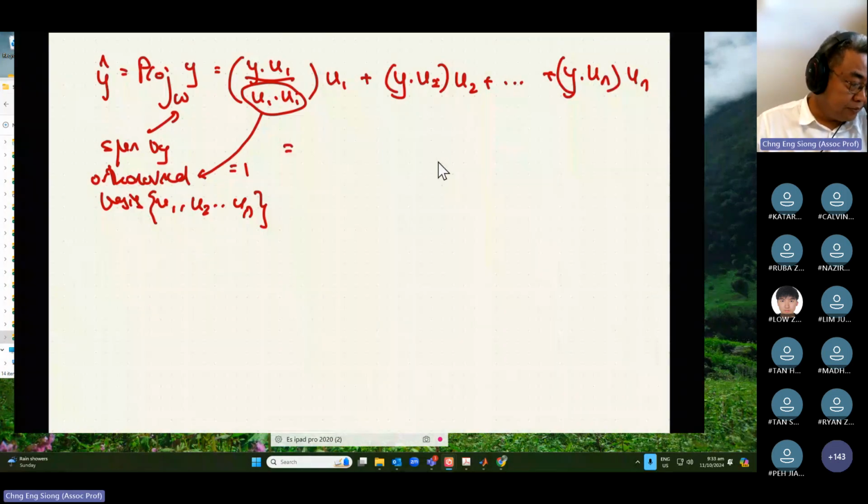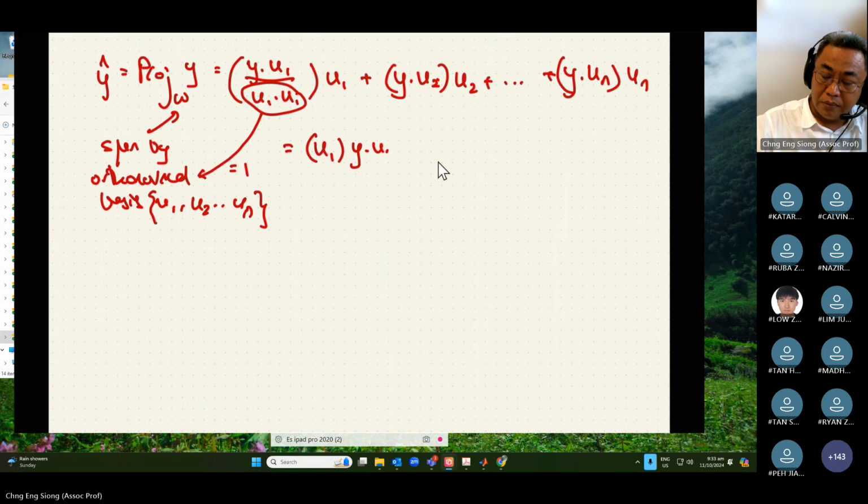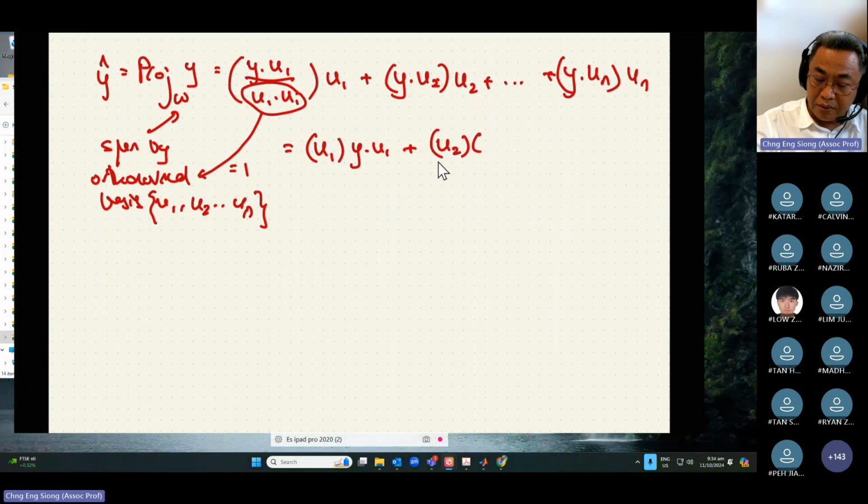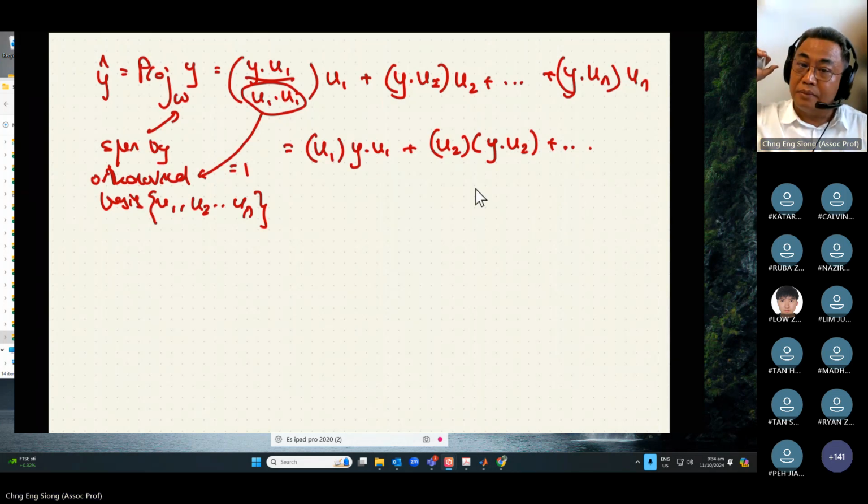So everybody happy so far? Any problem if I write it this way, guys? U1, Y dot U1. Any problem for the first element? U2, basically I'm just writing Y dot U2. No problem because this is a scalar multiplying by a vector. This is a vector multiplying by a scalar, right? Everybody happy? Yes? Any problem if I write this way?